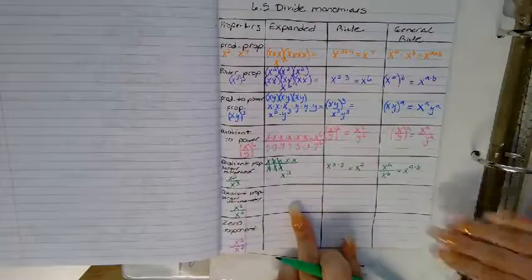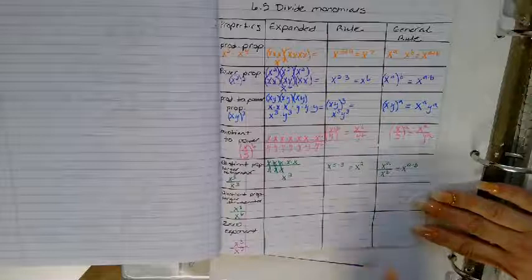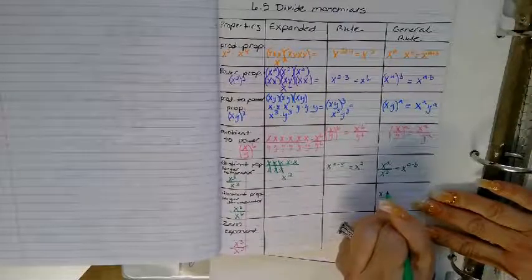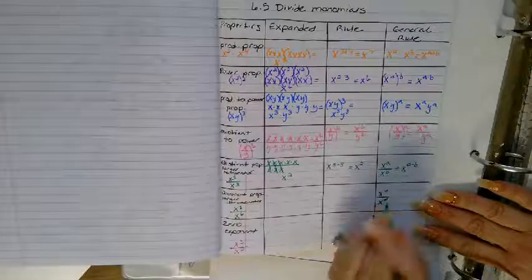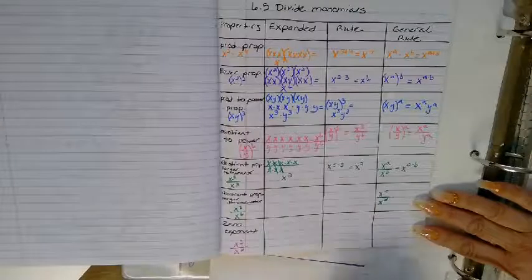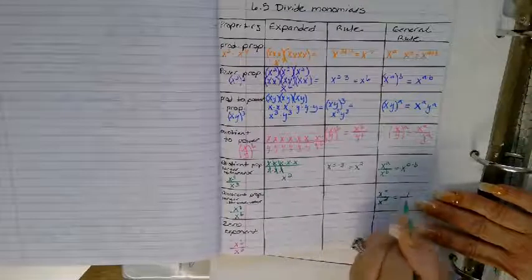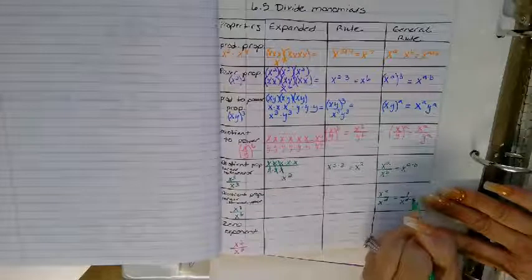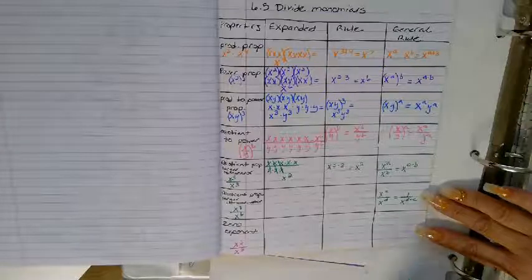Okay, so let's look at our general rule. And that one is x^c over x^d. Sorry, that kind of came out funky. So there's our general rule. It would be x^c over x^d equals 1 over x^(d minus c).